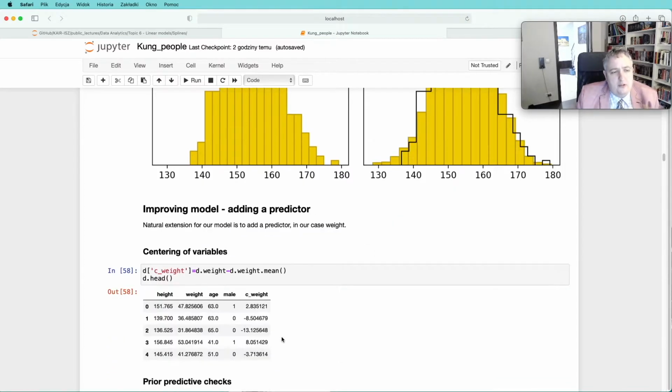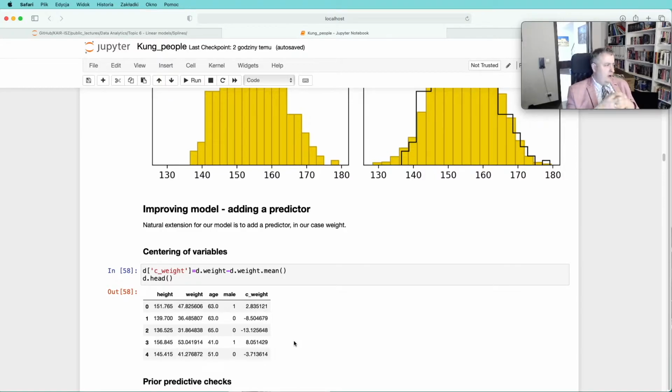For the purpose of modeling, we will be using centering. Why is that? Because we want to have easier interpretability of our parameters. We just take our weight measurements and remove the mean from them. So we get the centered values, so that a weight of 0 corresponds to an average weight.